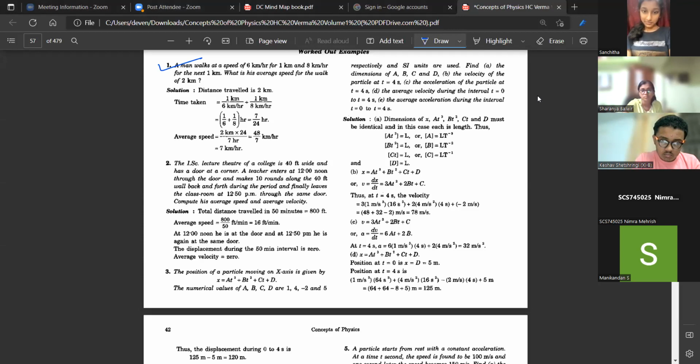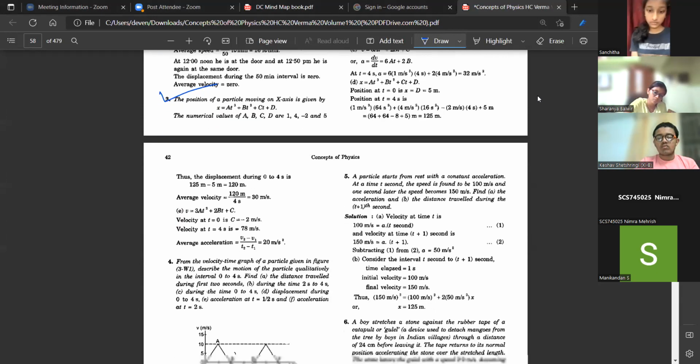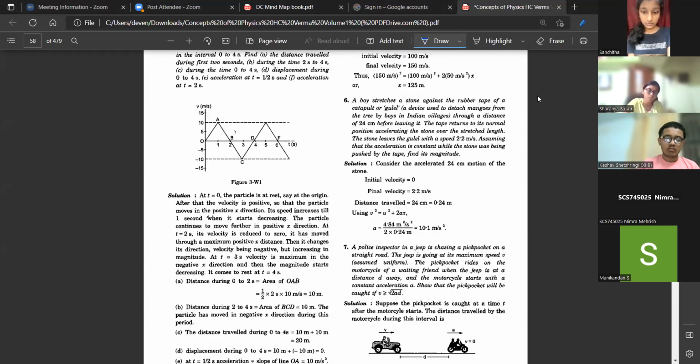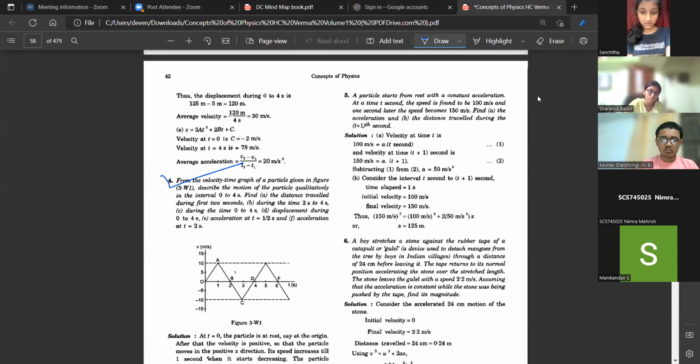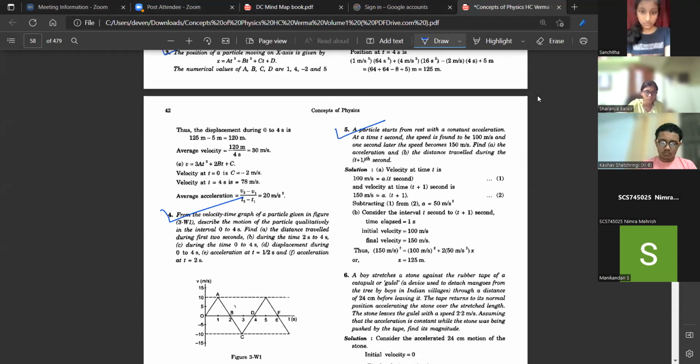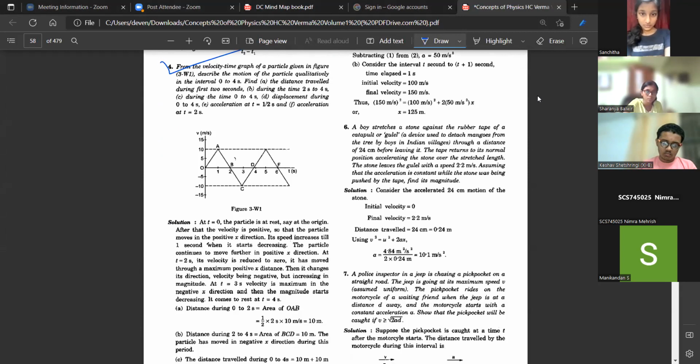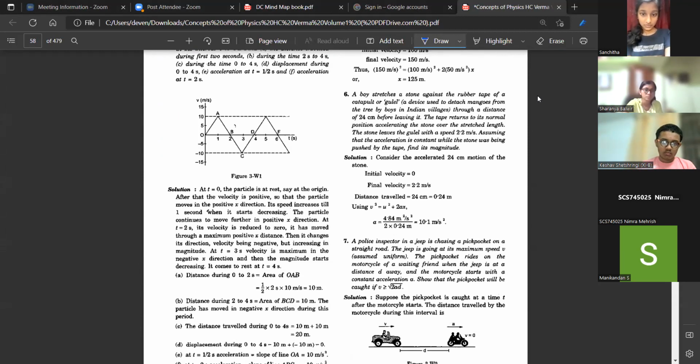First one, okay. Second, third, 1, 2, 3, 4. These are all solved examples. 5, all based on equations of motion and graph, which we have done till now.